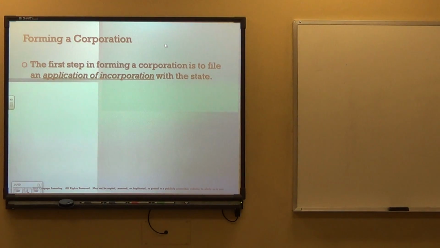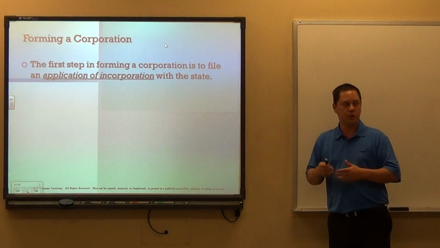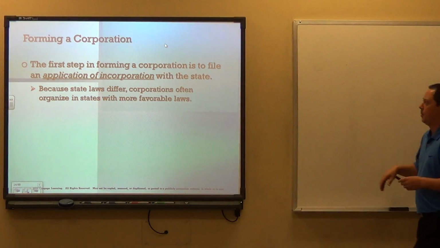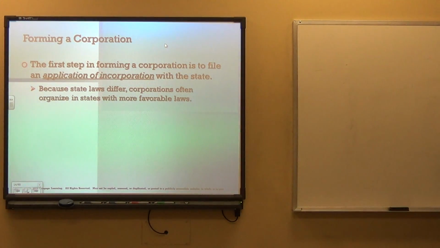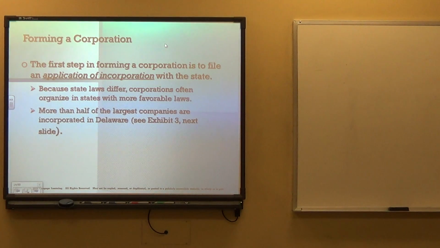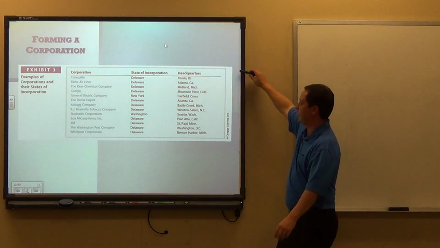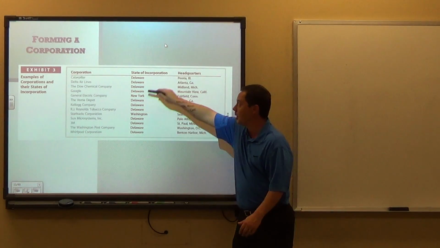All right, some of the first steps is forming a corporation. Let's go through the basics here real quick and then we'll move forward. There's an application of a corporation with the state. A lot of people will choose, and we talked a little bit about this already, because state laws differ, they might be organized in more favorable states. We talked about Delaware before, being one of them. Nevada is another one that a lot of companies go to. And as you can see here, here are just some of the big companies and where they're out of. Some do it where their corporate headquarters are, where they started up. Some just decided to do it in Delaware, as you can see there.